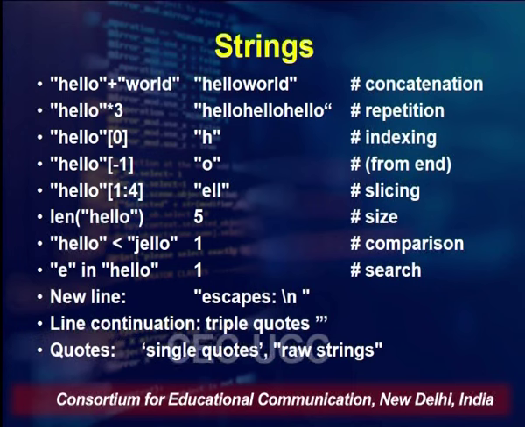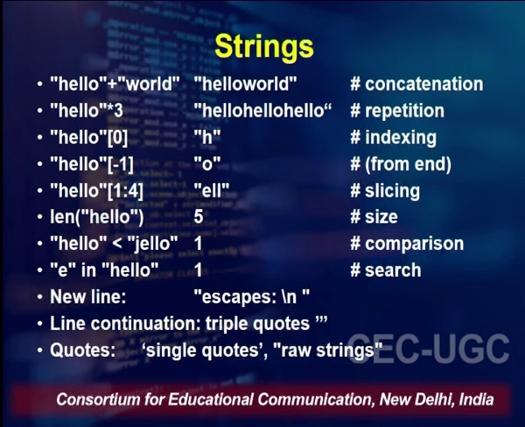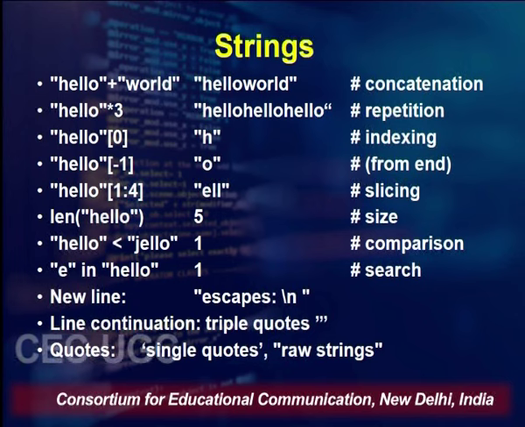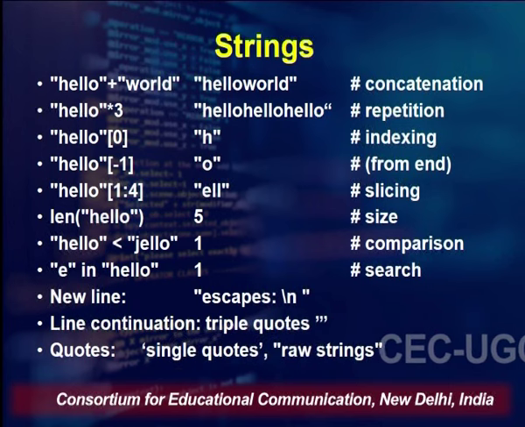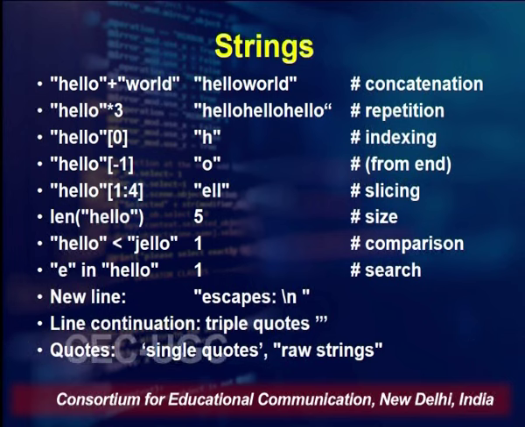If you want to compare two strings, then you will use the comparison operators, like the less than or the greater than operator. So, when we ask whether hello is less than jello, it returns the value 1, right. Then if you want to search for a particular character within a string, you will use the in operator. When you say e in hello, we are trying to find out whether the letter e comes in the word hello. So, it is coming at the first position.